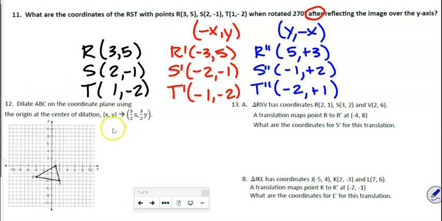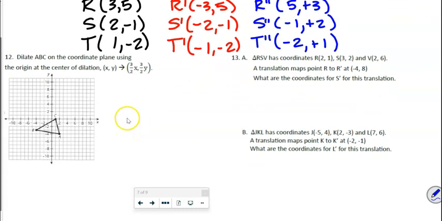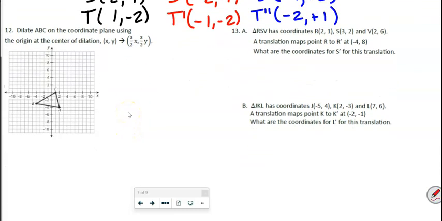All right, the next one says dilate ABC on the coordinate plane using the origin as the center of dilation, and then this is our scale factor. See that, 3 over 2? So all we're going to do here is we're going to multiply 3 over 2 times each of the points. So we're going to put A here. That's going to be 2 comma negative 4. Then B is going to be negative 4. What is that? Negative 3. And then C is 1 comma 0.